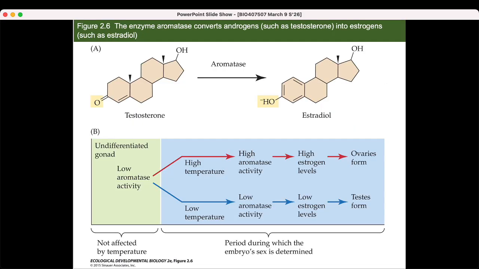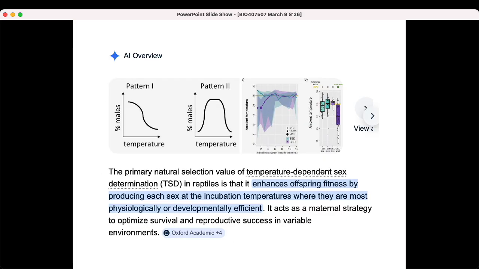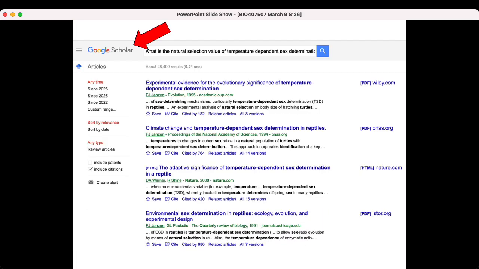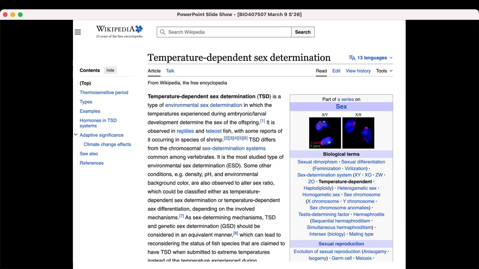And I think I have a little slide here that says somewhere in here, just temperature-dependent sex determination. So let's zoom out and think about that idea, right? Temperature sex determination is a type of environmental sex determination in which temperatures experienced during embryonic or larval development determine the sex of the offspring. It is observed in reptiles and teleost fish, with some reports of it occurring in shrimp. So that's a good start on this. Who would do that? And the answer is lots of reptiles and some fish.